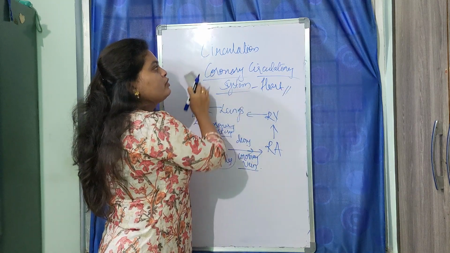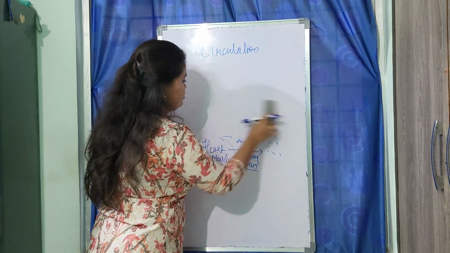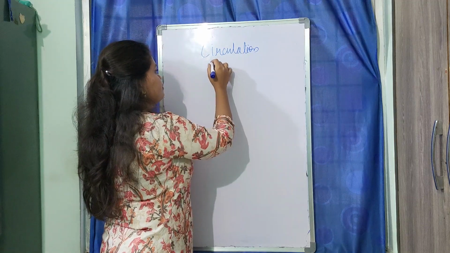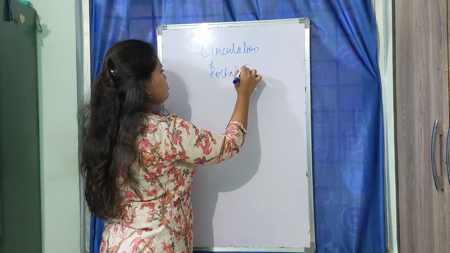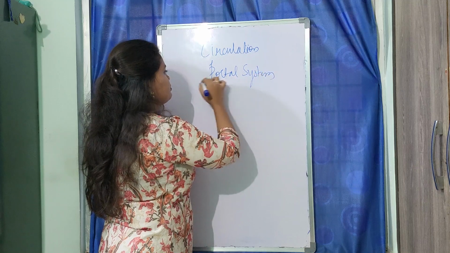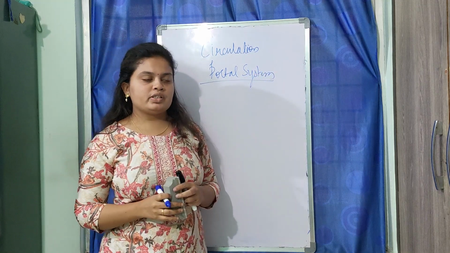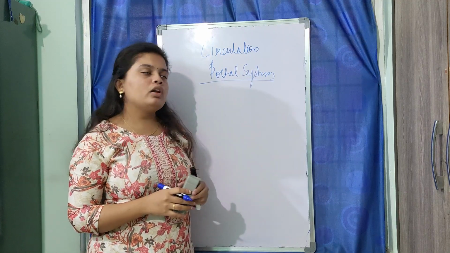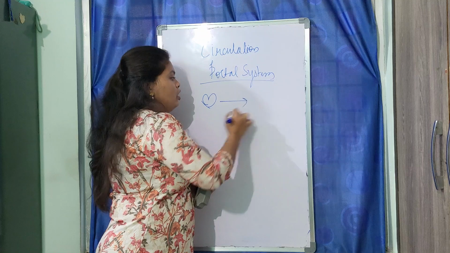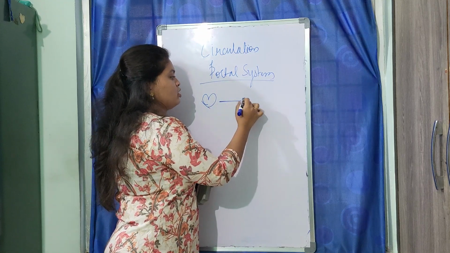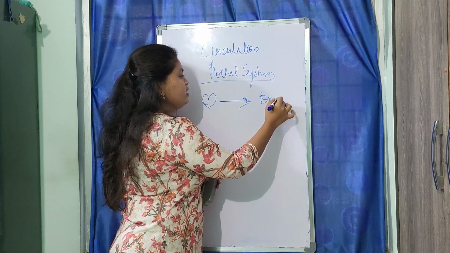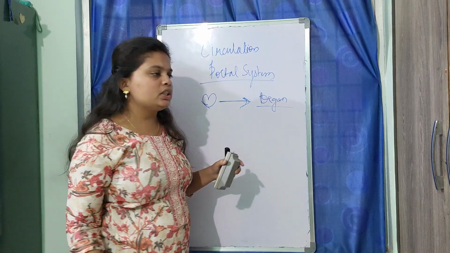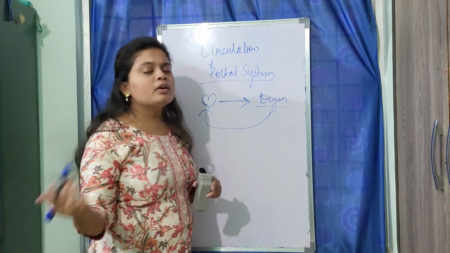So the last topic of this lecture is the portal system. So what happens in a portal system? Unlike the usual circulatory system, it's a little bit different. We all know that the heart sends oxygenated blood to an organ, and after the organ utilizes the nutrients and oxygen, the blood becomes deoxygenated, and that is again sent back to the heart. This is the usual process.